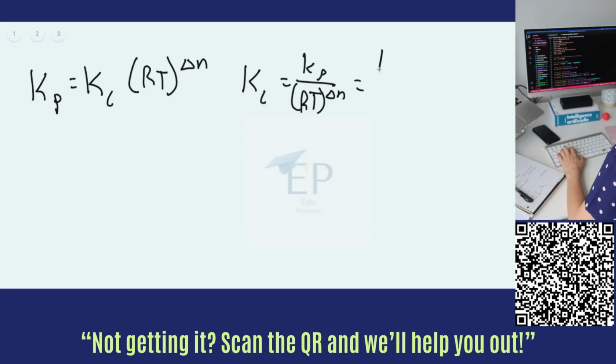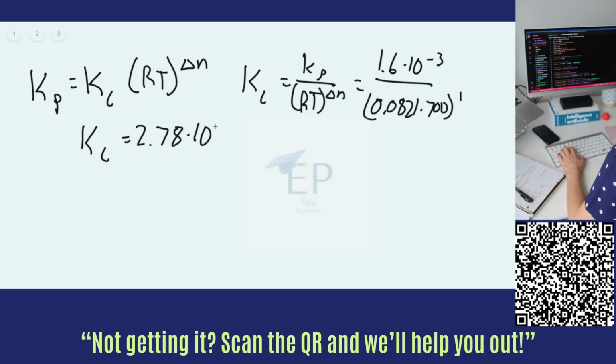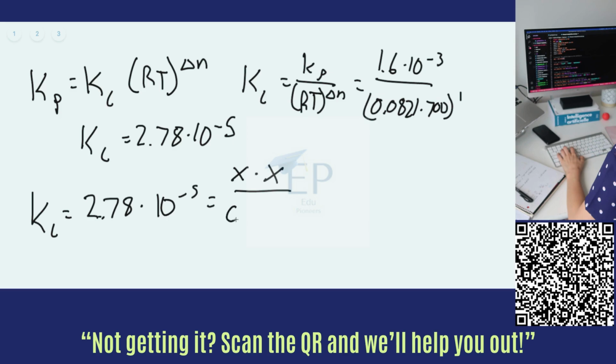We have 1.6 times 10 to the negative third for Kp, and 0.0821 times 700 Kelvin to the first power. And so our Kc is equal to 2.78 times 10 to the negative fifth. And so now we can plug that into our Kc equation, 2.78 times 10 to the negative fifth, and that equals our concentration of CO, which is X, our concentration of H2, which is X, divided by our concentration of H2O, which is 0.0033 minus X.